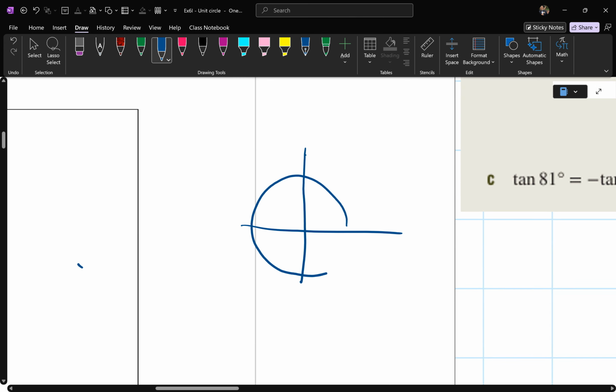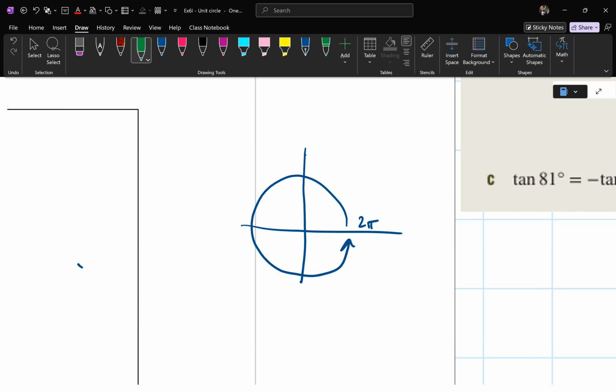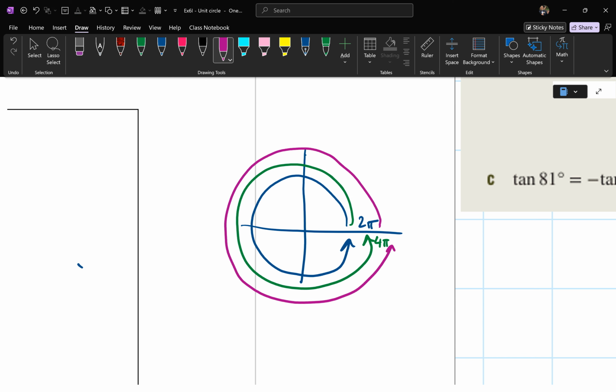If one full revolution is 2 pi, and I did a second revolution, which I'll do in green now, what would the distance be now? 4 pi. If I did a third revolution, in purple, what would my distance be now? What's the pattern? It's going up by 2. So all the even pi's are here.